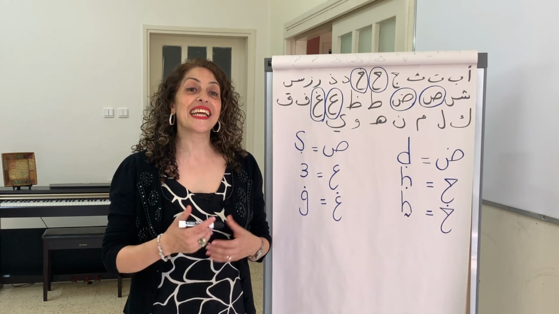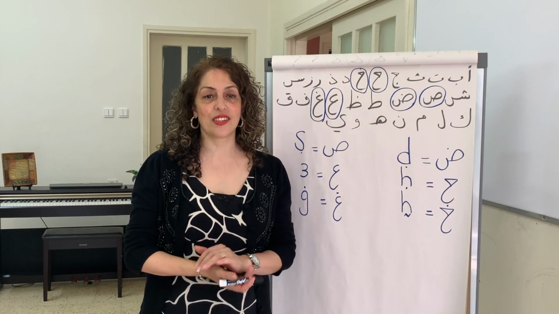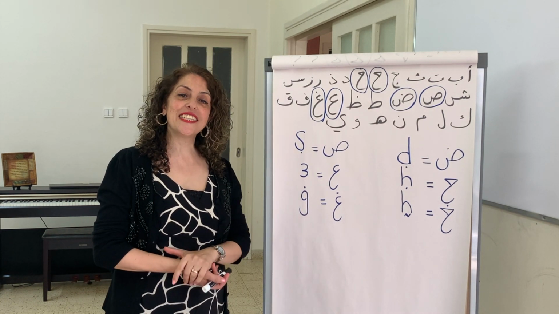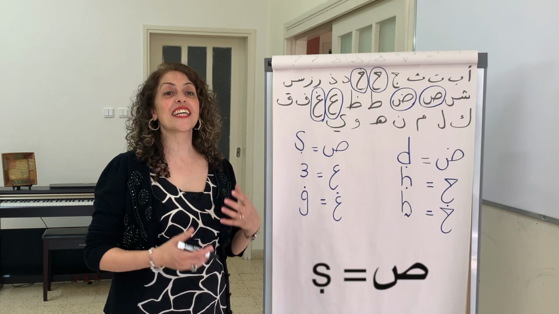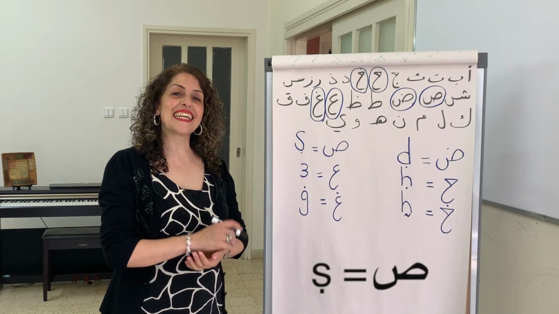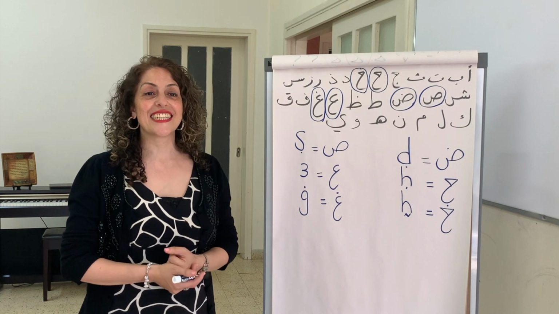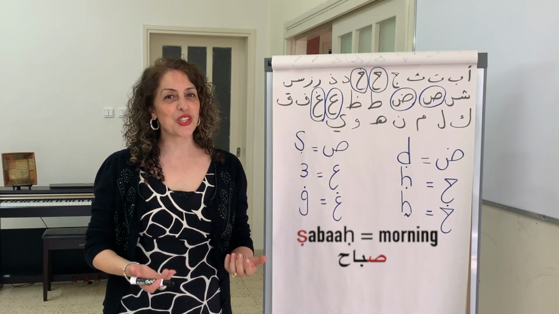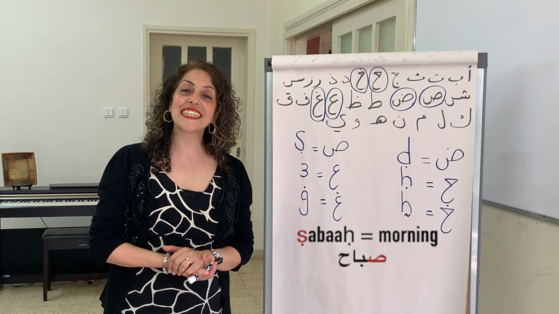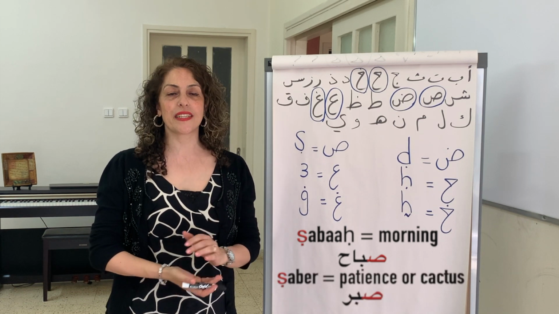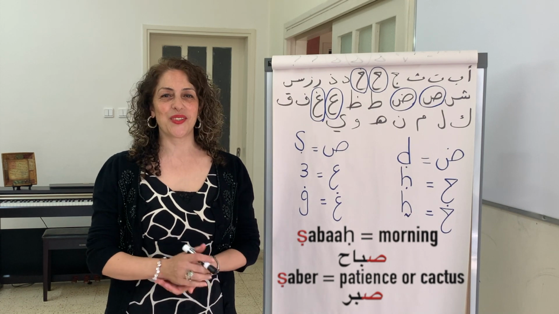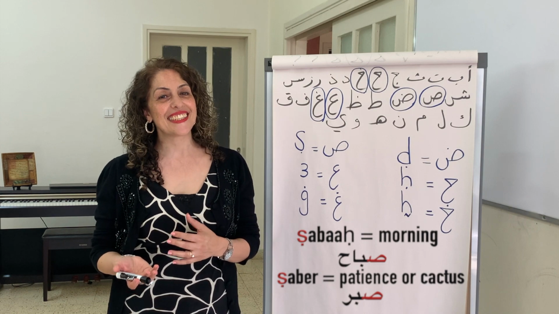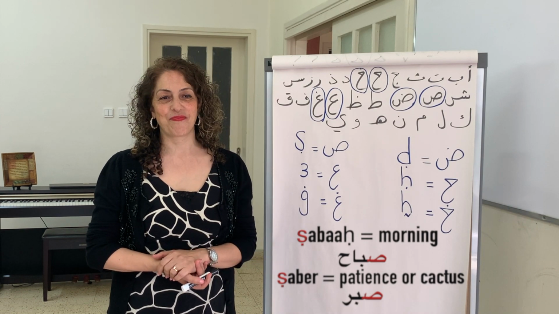Let's proceed with the next letter, sad. And we write it as an S with a dot underneath. It sounds like a hard S. Let's take an example about this letter. Sabah, which is morning. Another example is sabr, which by the way has two meanings, patience and cactus.